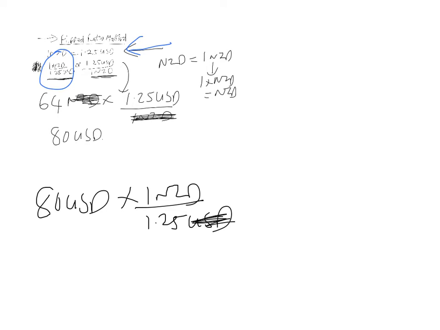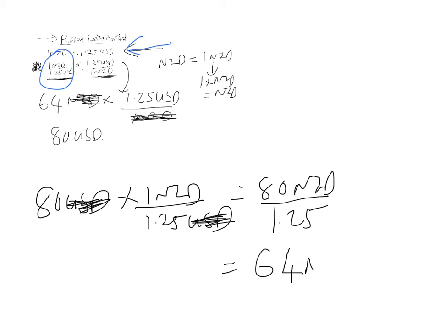Well, look what's going to happen. Those US dollars are going to cancel out, aren't they? And so you're going to have 80 New Zealand dollars divided by 1.25. Well, again, it's just very simple. No thinking required. 80 divided by 1.25. Oh, and when we do that, we come back up with 64 New Zealand dollars. I mean, the thing works, doesn't it? Oh, it's got to be great.